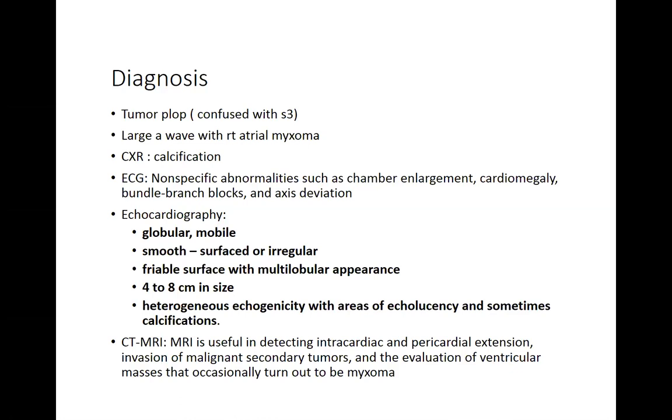Chest X-ray, sometimes you can see calcification in the left atrium. ECG is non-specific, but you can sometimes see cardiomegaly, right bundle branch block, or axis deviation. CT and MRI are useful in detecting intracardiac and pericardial extension. Is it necessary to get CT and MRI in all myxoma patients? No, only if there is suspicion of malignancy or for tissue characterization.